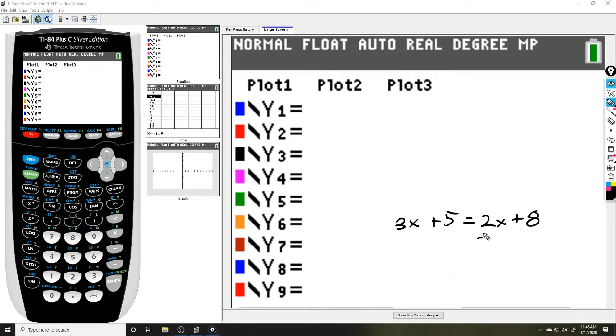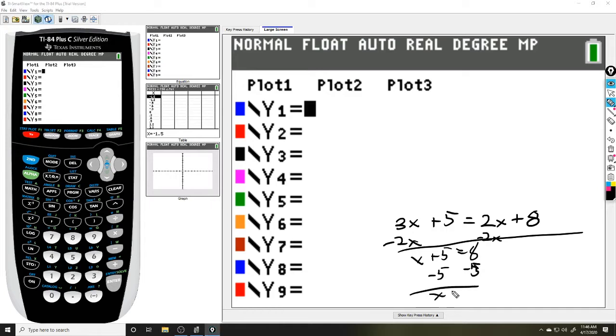We can subtract 2x, and this will be x plus 5 equals 8. So then when we subtract, that means that x equals 3. Not the neatest, but you guys know how to solve that equation. That's just to make sure that we get the right value out here. So we should get 3 if we're solving this correctly.